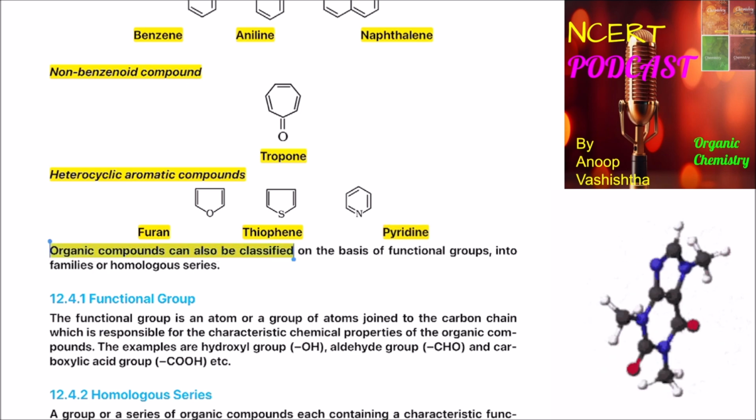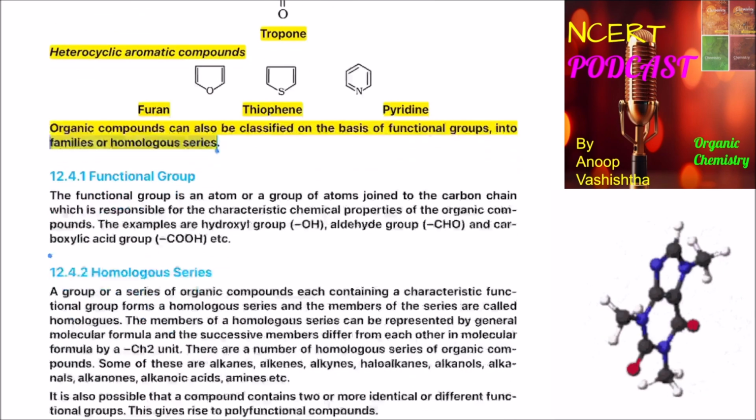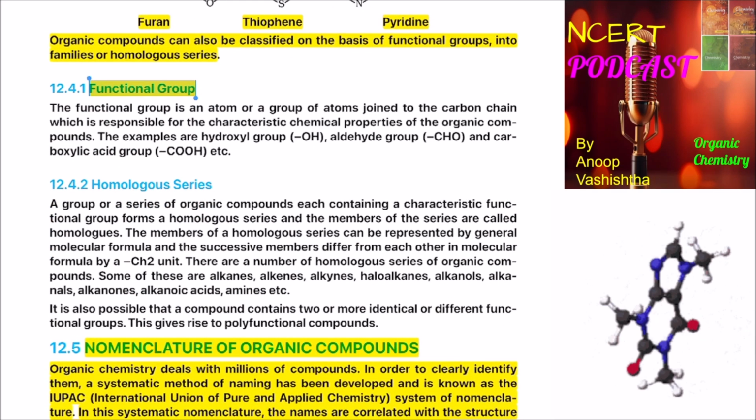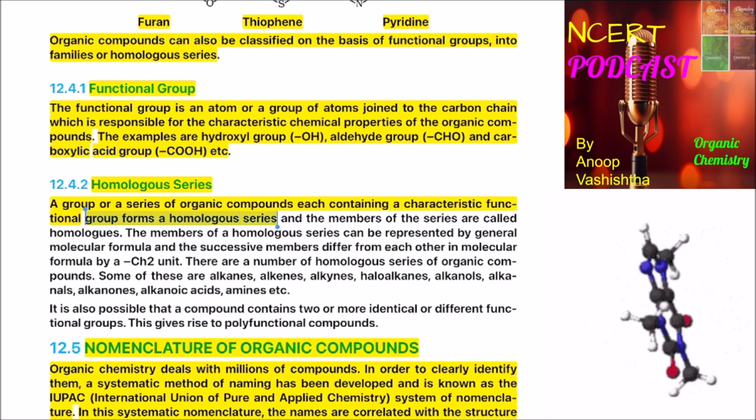Organic compounds can also be classified on the basis of functional groups into families or homologous series. Functional group: a functional group is an atom or a group of atoms joined to the carbon chain which is responsible for the characteristic chemical properties of the organic compounds. Examples are hydroxyl group OH, aldehyde group CHO, and carboxylic acid group COOH, etc. Homologous series: a group or series of organic compounds, each containing a characteristic functional group, forms a homologous series, and the members of the series are called homologues.